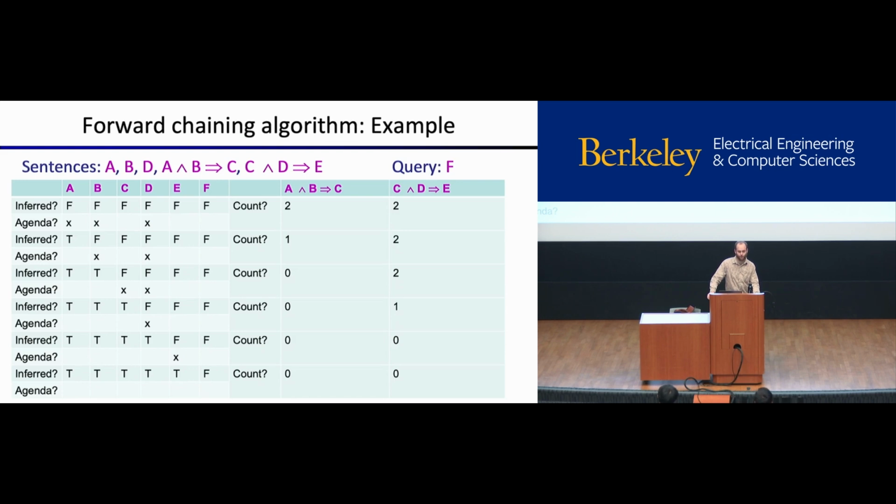Would this work if the sentences have nots in them? That's exactly right. So the question was, would it work if there were nots in here? And no, it would not, for exactly the reason you described, which is the count system wouldn't really work correctly. So this only works for so-called definite clauses, where you have a conjunction, that is ands, of symbols on the left. They're all in positive form. They're not negated. And you have one symbol on the right. You could probably do something very similar if you had a conjunction of symbols on the right. Yeah, you could.